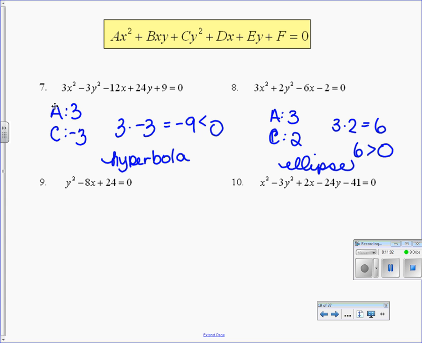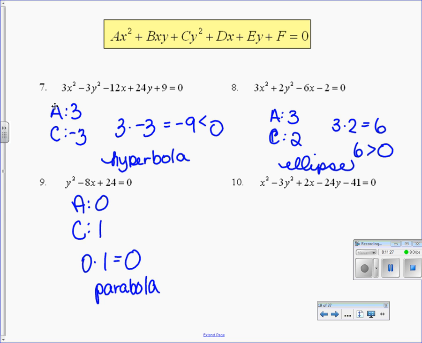Number 9, no x squared. So the A value, 0. And the C value, I always sometimes can mix myself up with B and C. This is a C value. So C value is 1. And again, they're not the same, so it's not a circle. Multiply it. I'm going to get 0. So remember, when it's equal to 0, it's a parabola.